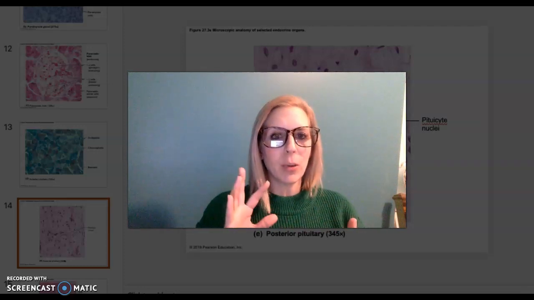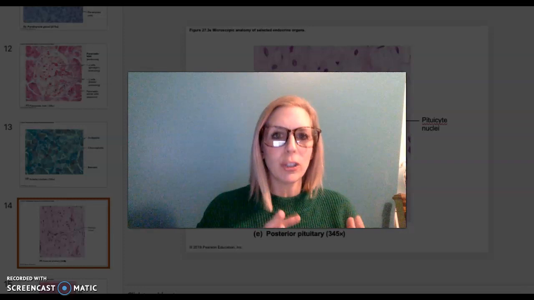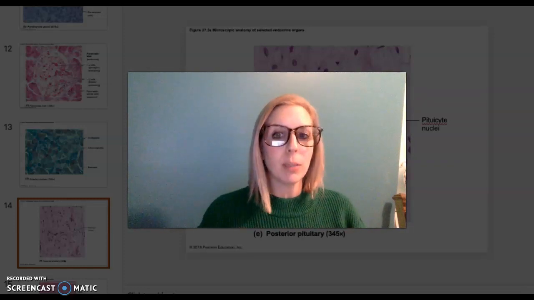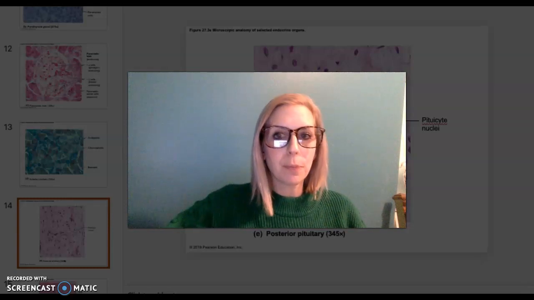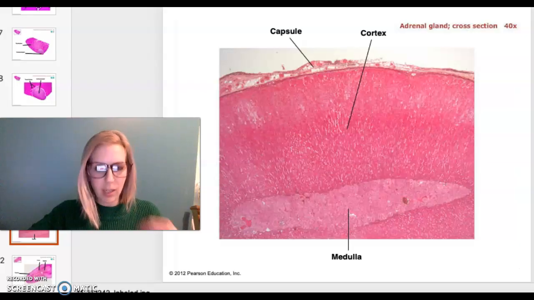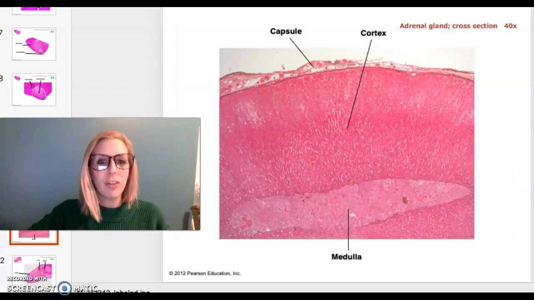The body is going to have these changes to the concentration gradients dependent upon how much fluid is present in the body. So we remember our adrenal gland. This is our last one we're going to look at here for activity 2. The adrenal gland has that pyramidal shape.